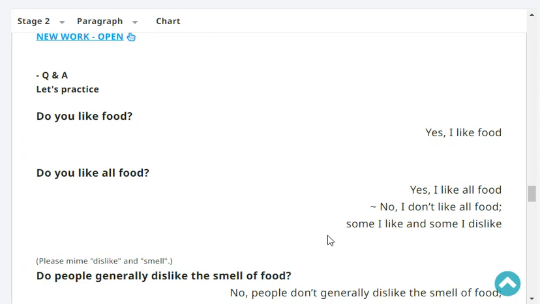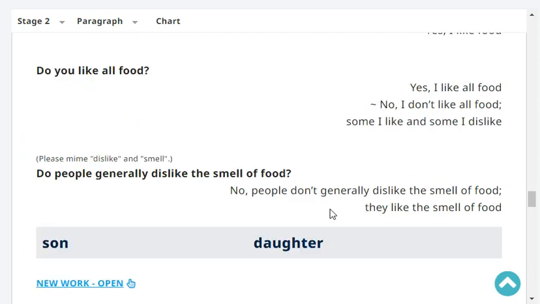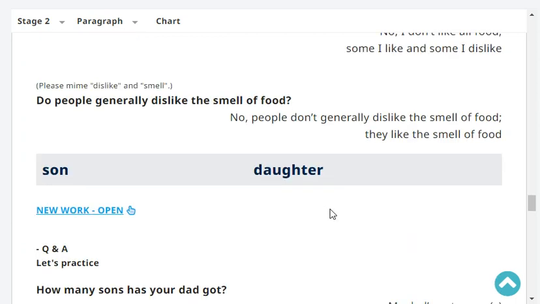Some I like and some I dislike. Do people generally dislike the smell of food? No, people generally don't dislike the smell of food. They like the smell of food.